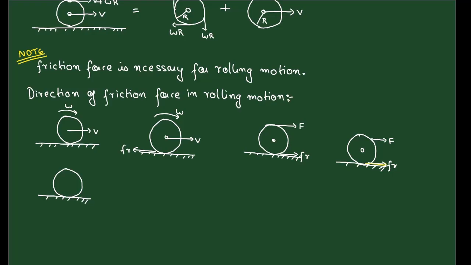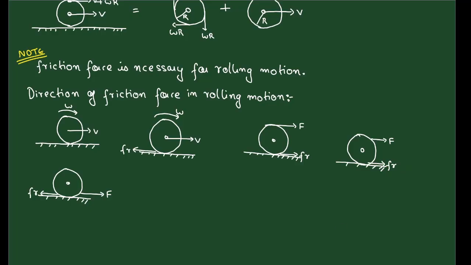Now what happens if I apply my force out here below the center? If I apply the force below the center, this wheel would try to rotate in anti-clockwise direction. So this surface would try to slide in this direction, and therefore the direction of friction force would be in this direction. Understood? Let me make this neat and clean.